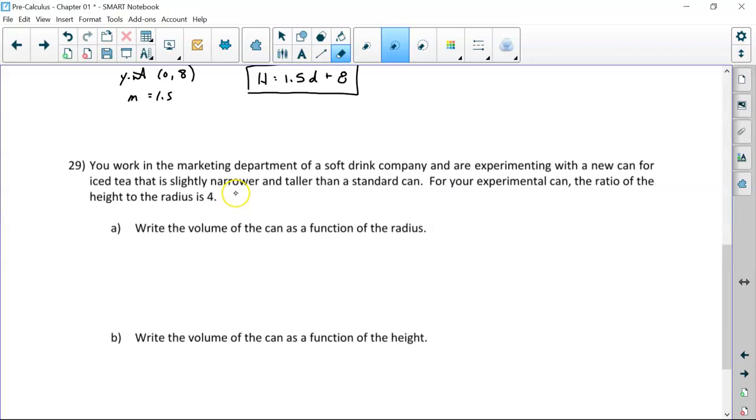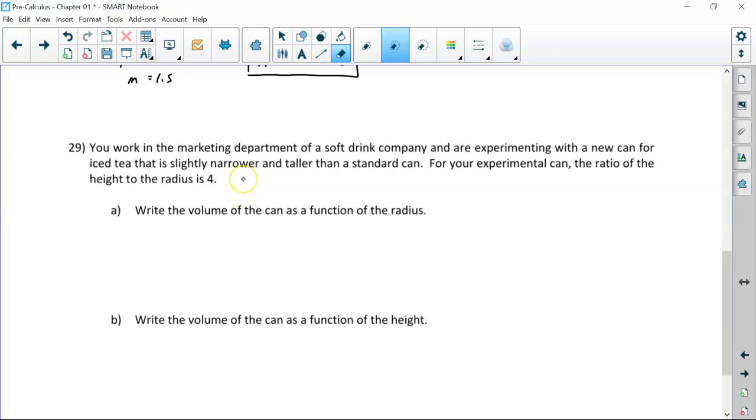And finally, problem number 29. A soft drink company has a new can, narrower than the old can. For our experimental can, the ratio of the height to the radius is 4. So what they're telling us is that the height to the radius is 4 to 1. That's our ratio. That's actually a proportion. So we're going to write the volume of the can as a function of the radius.